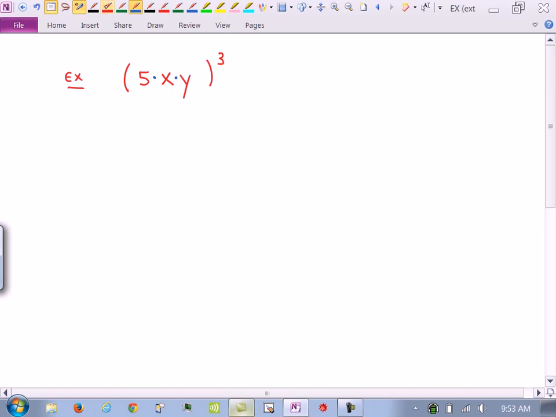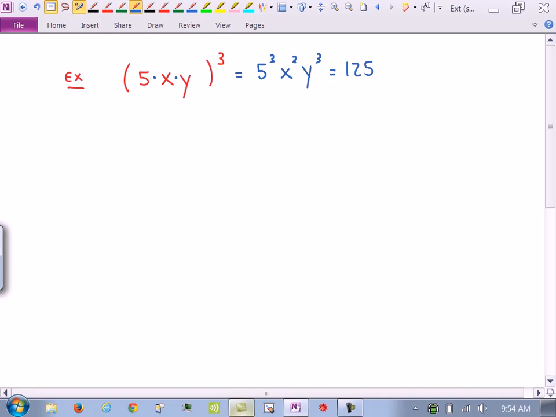So all this turns into is the 5 to the third, which turns into 125, the x to the third, and the y to the third. Now 5 to the third power is 125, right? It's not 15, right? Don't make that mistake on the test. It's a common thing, but it's one of those things that you will lose points for, right? 5 to the third is 5 times 5 times 5. Sometimes we get ahead of ourselves and we just think too fast and multiply it instead.